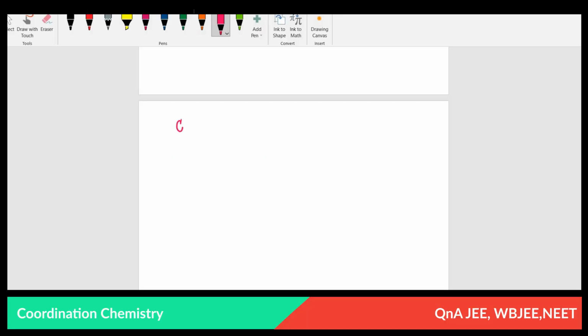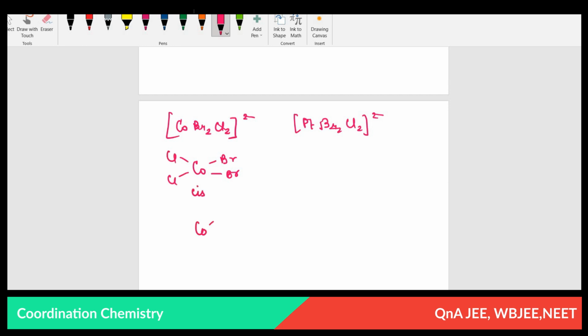See, it has two complexes, CoBr2Cl2 2-, and just the metal has been changed, PtBr2Cl2 2-, right? So if we start drawing, this will have a cis and trans isomer. How? Bromine on the same side, chlorine on the same side. So this is the cis form. And you'll have a trans form, bromine on the opposite side, chlorine on the opposite side, right? So similarly, since this metal is the same, we can draw the same structure for this. Bromine on the same side being the cis form and bromine on the opposite side being the trans form.